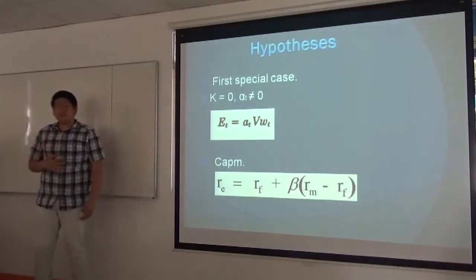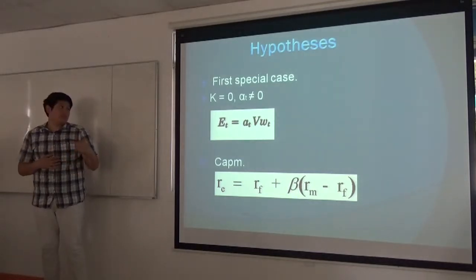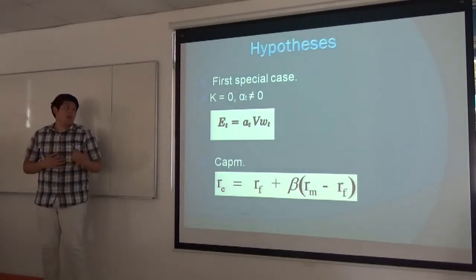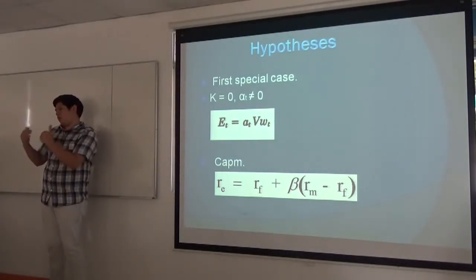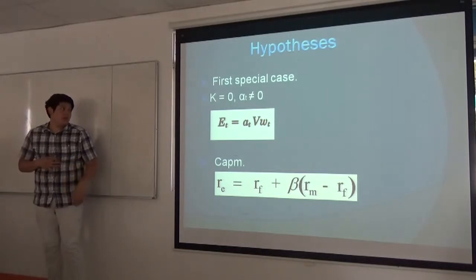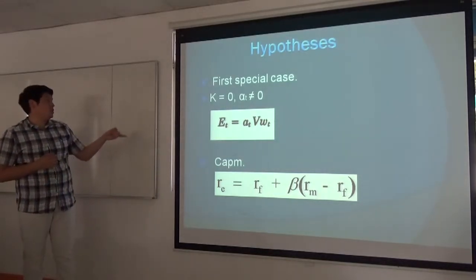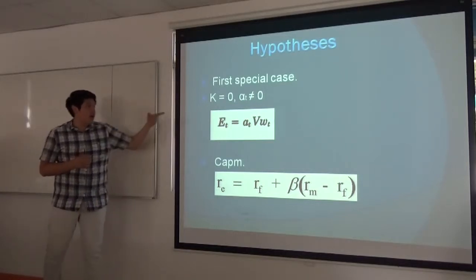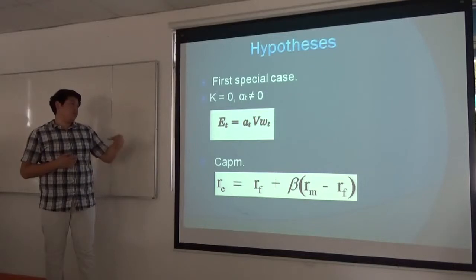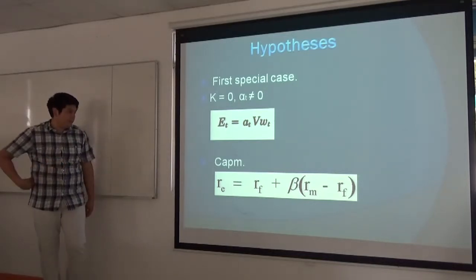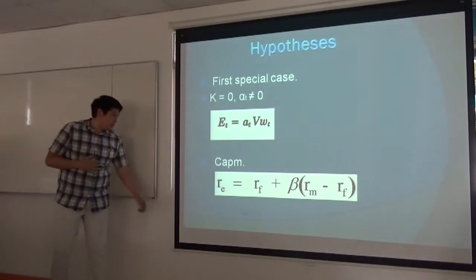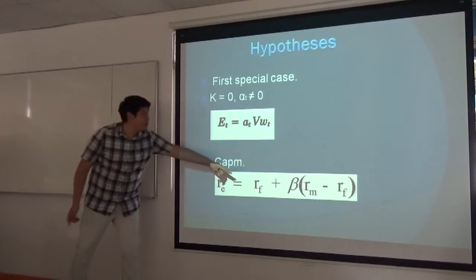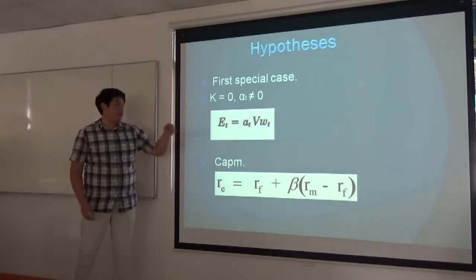There are three hypotheses, or special cases. The first special case is conditional mean variance efficiency of the value weighted portfolio. Its hypothesis is k equals 0 and alpha t is not equal to 0. This is the special CAPM, where betas is B times WT.